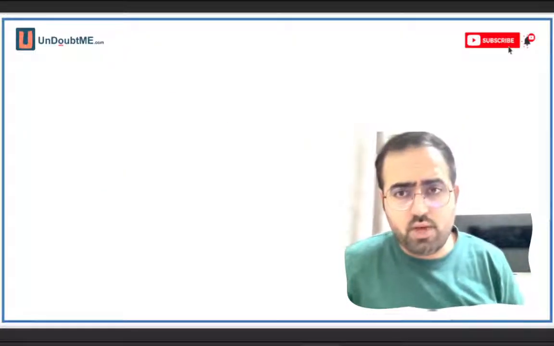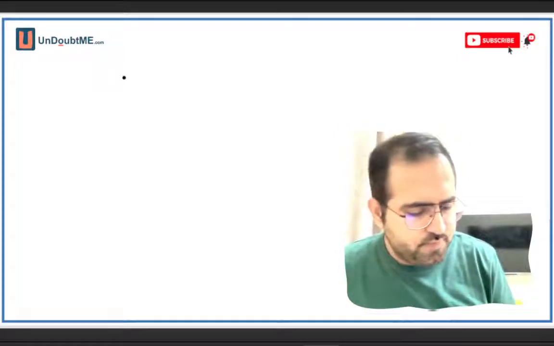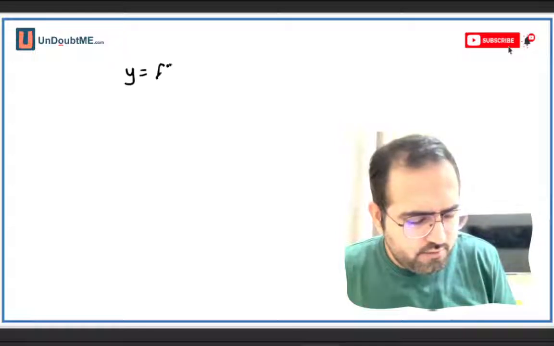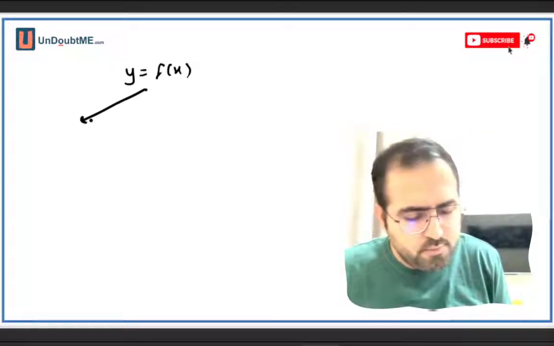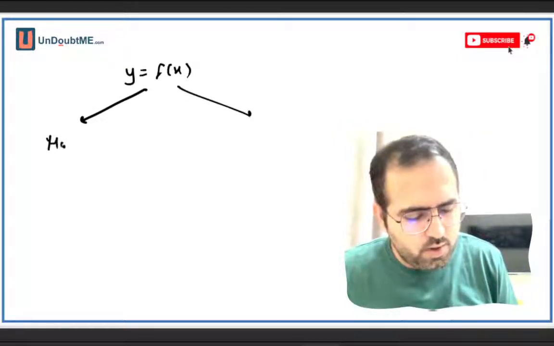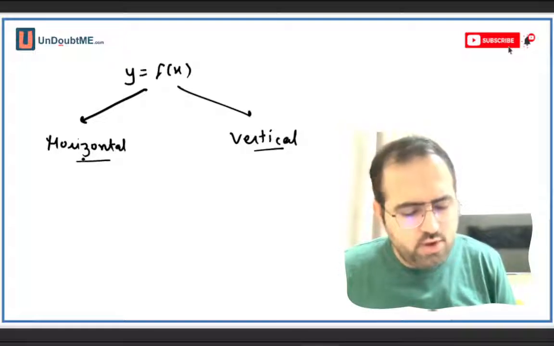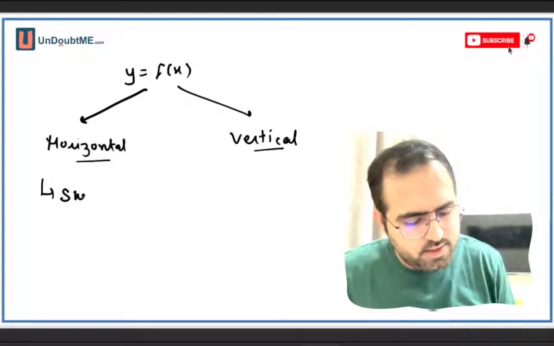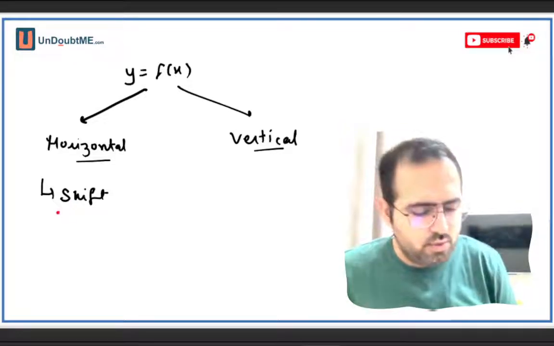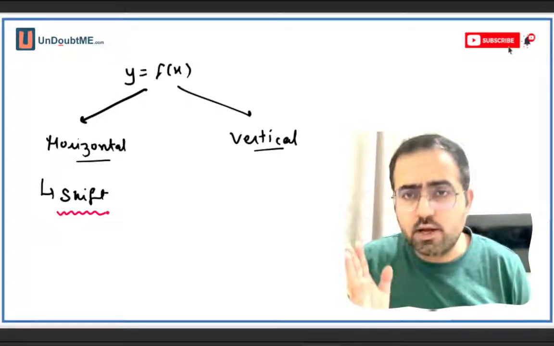So now we'll start with the very basics. If I say y equals f(x) as a function, then it can have broadly two types of transformation. One is known as horizontal and one is known as vertical. Now in these we can either shift them, so we can call it a horizontal shift. A horizontal shift will be either towards the left or to the right for a function.